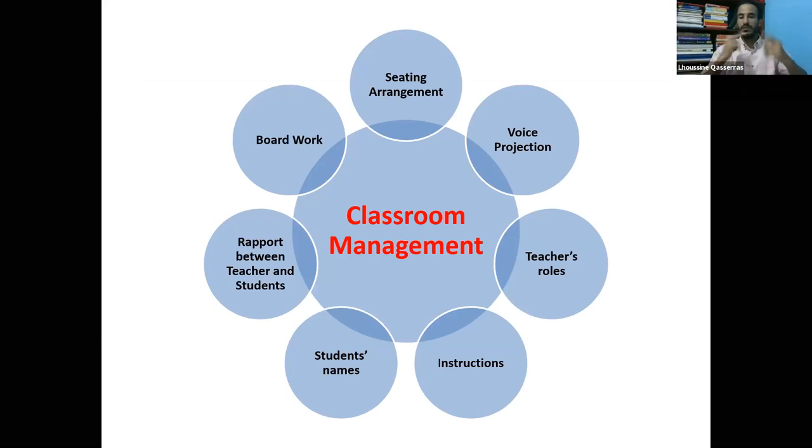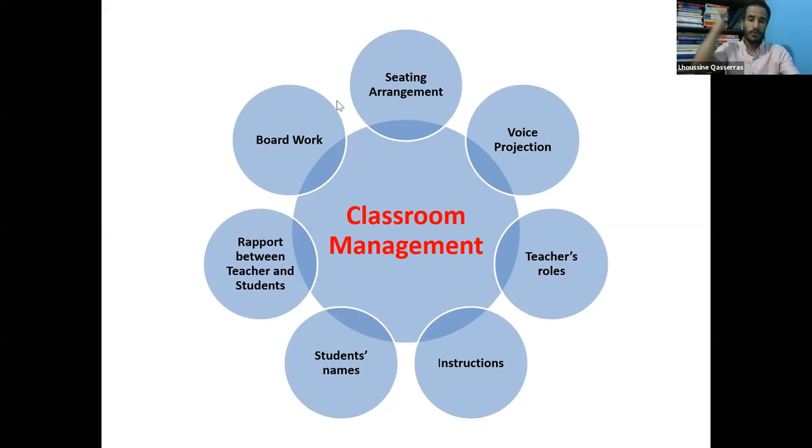Voice projection, the teacher's voice. Do you think that your voice can be heard? Yes, sir, in the back. Students sitting at the back, can they hear you or not? Teacher's roles, are you going to play one role or different roles? So you should play different roles according to different situations and activities. Instructions. Do you give clear, simple, concise instructions or you confuse your students?